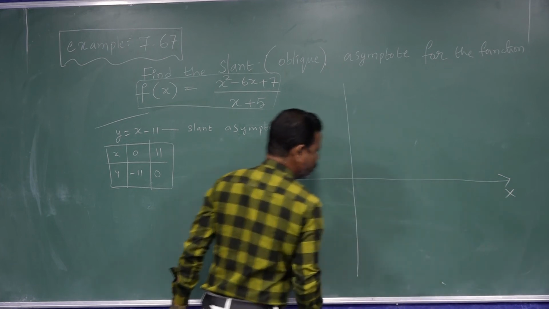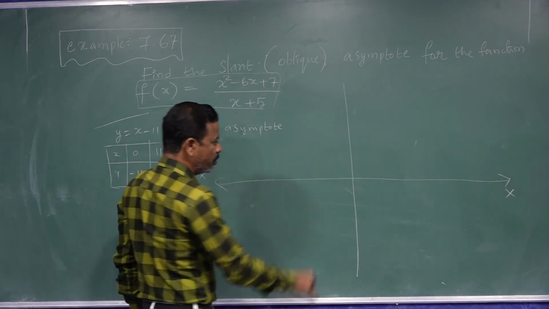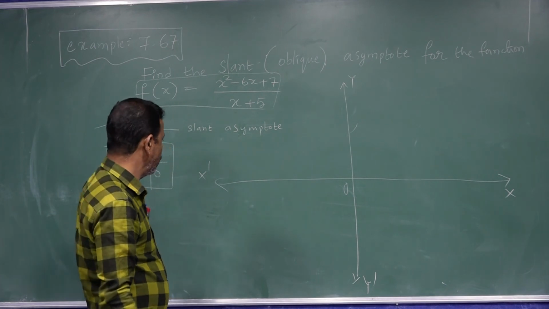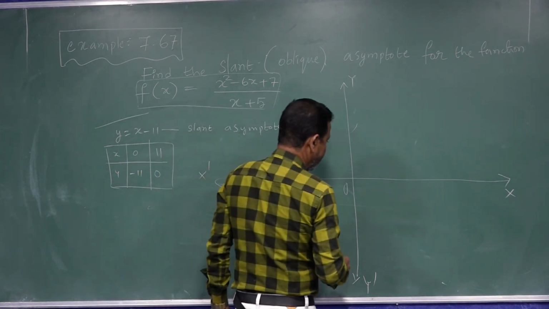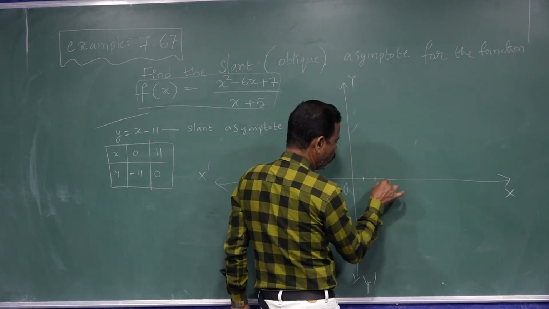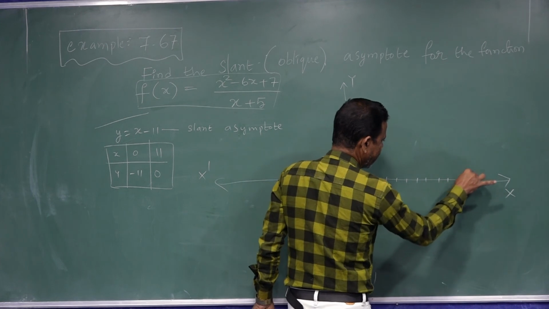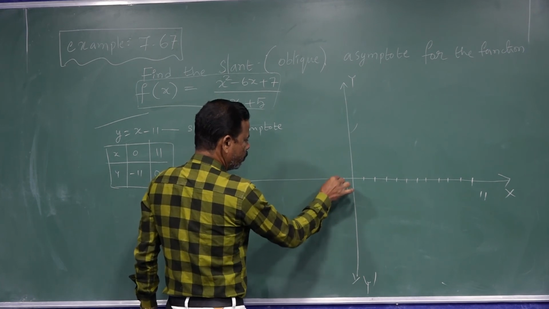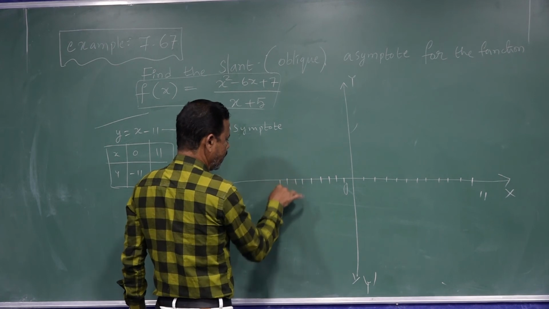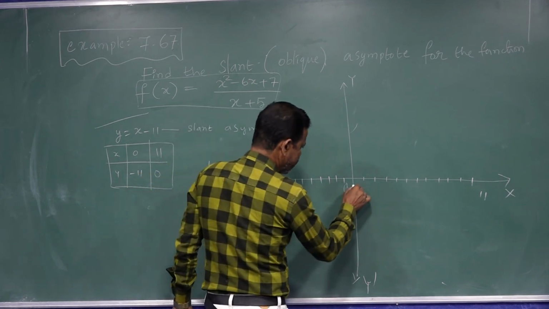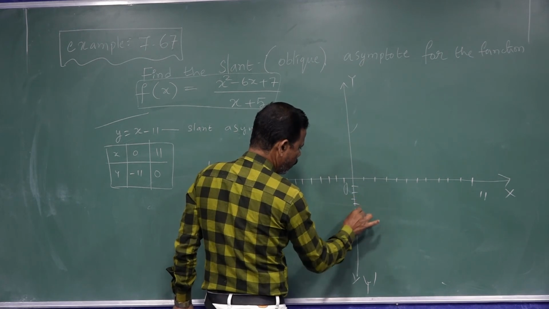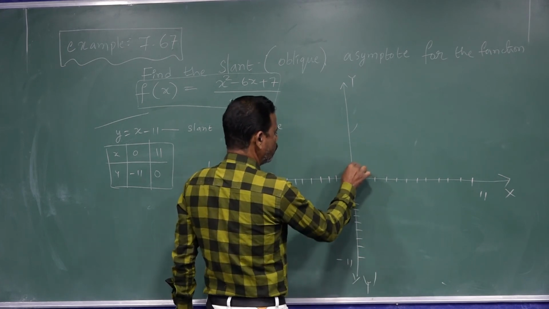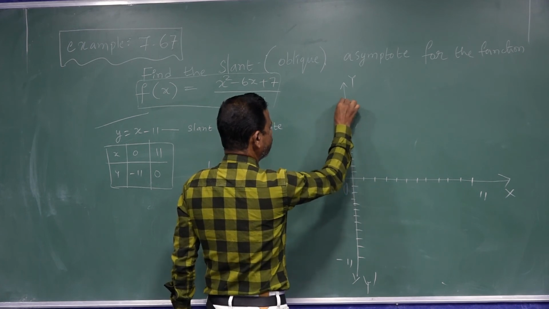This is the x-axis positive, this is the x-axis negative. This is the origin. This is the positive y-axis. This is the negative y-axis, y dash. We take the units: 1, 2, 3, 4, 5, 6, 7, 8, 9, 10, 11, plus 11 on this side. And on the left side also 1 to 11, minus 11. Likewise on the y-axis, plus 11 and minus 11.